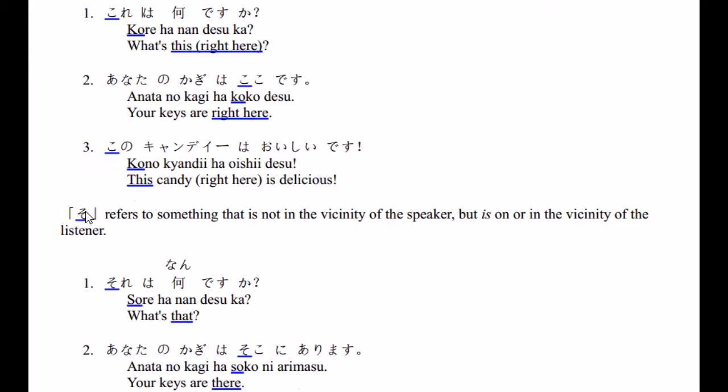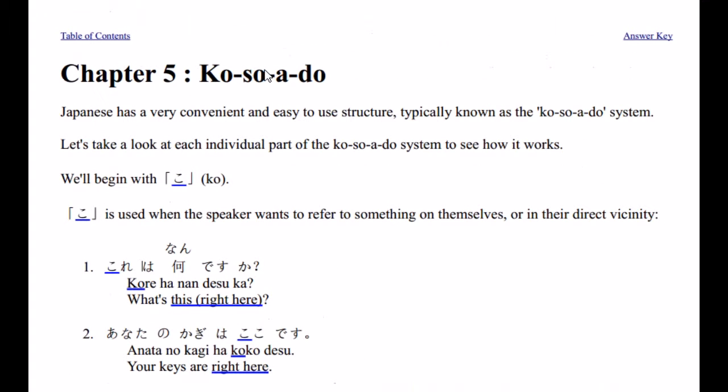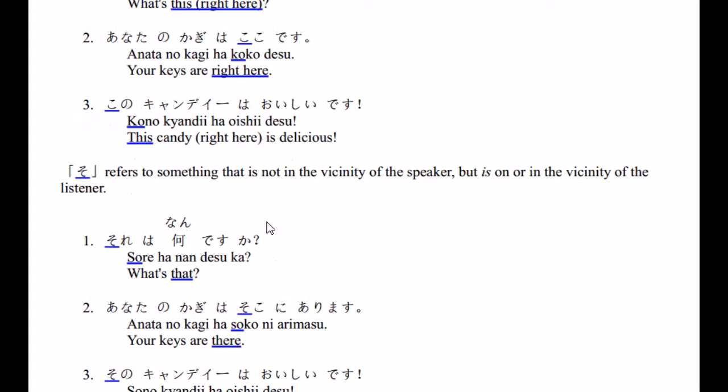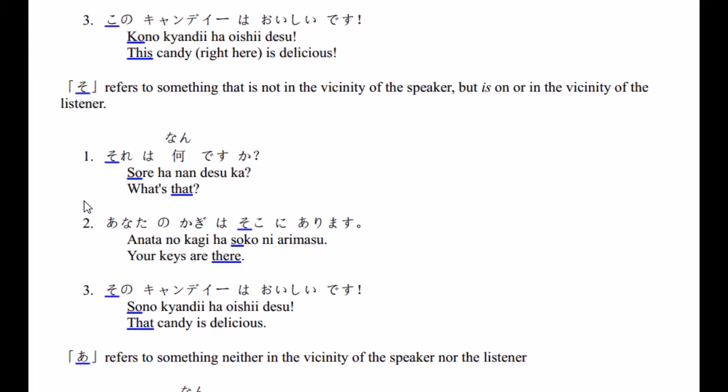Next, we're going to look at so. So just like we had ko, now we have so. So is used to refer to something that is not in the direct vicinity of the speaker, but is in the vicinity of the listener, the person to whom we are speaking. So here we have some example sentences. Number 1, それは何ですか? What's that? So maybe my friend has something in his hand or is doing something, and I say, hey, what's that? It's not near me, but it's near him or her.